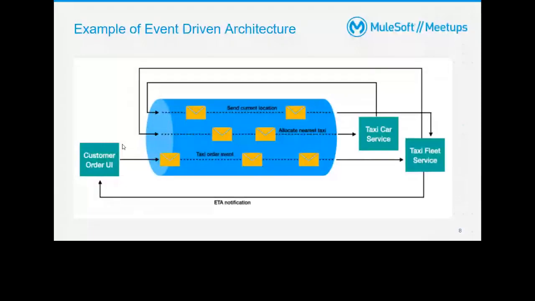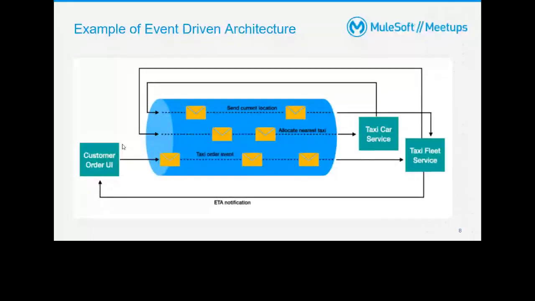So yeah, we'll go with a simple example of a cab booking service where a particular user wants to book a cab. So what we'll do, we'll just check for the cab and what actually happened. So we are sending an event to the taxi fleet service, where it will be listening on the taxi car service, like it will get each and every event from the taxi car service saying that this is the nearest taxi which is available.